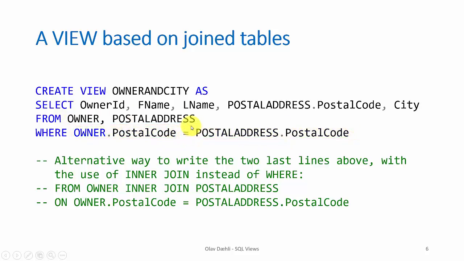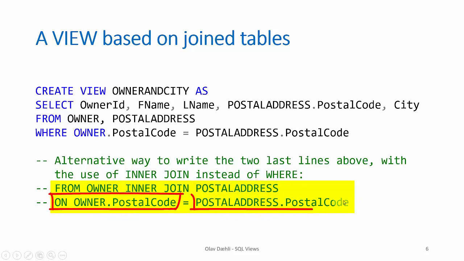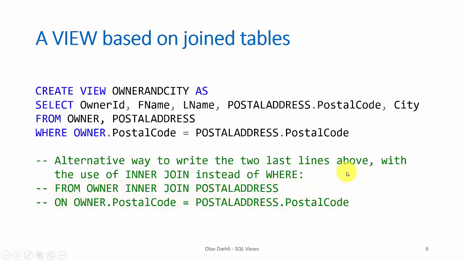In another video I showed the 2 different syntaxes to make this equal join, and I have written the second one down here. So alternatively we could say from owner inner join postal address on owner.postal code equals postal address.postal code. You should be familiar with both ways to do it.